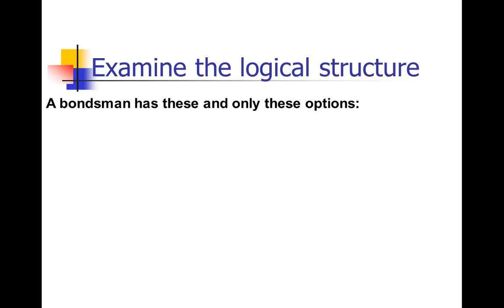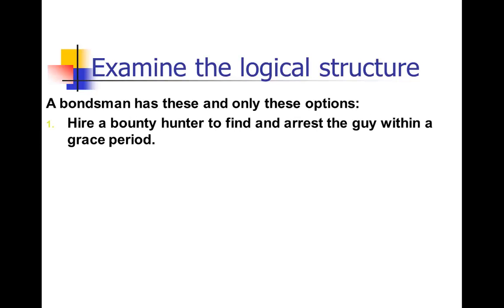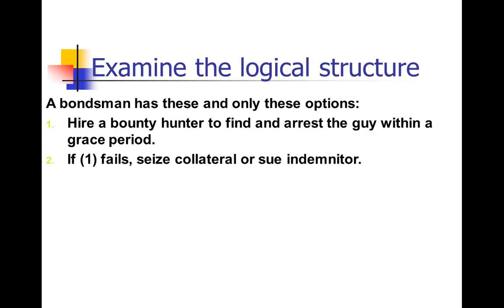So there's also a set of logical arguments here, like a mathematical set of logical arguments. So a bondsman has these and only these options, exactly 3 options. Here they are. You've got to hire a bounty hunter to find and arrest the guy within the grace period. That's one option. Or, if that fails, you can seize the collateral or sue the indemnitor. So you take whatever the defendant left behind. And then if that fails, you have to pay the money yourself. The bondsman or woman has to pay the money, him or herself. So those are the 3 options. The money is owed to the court. One of those things has to happen.